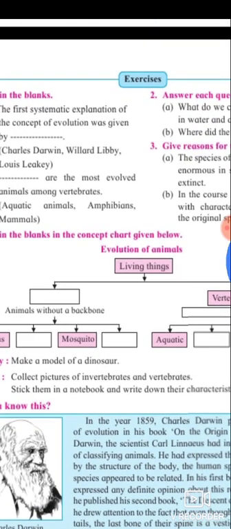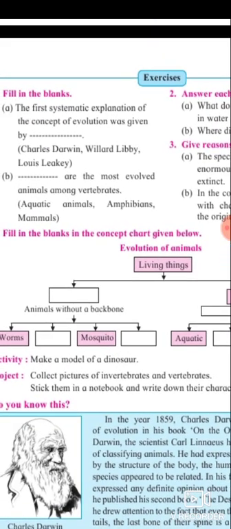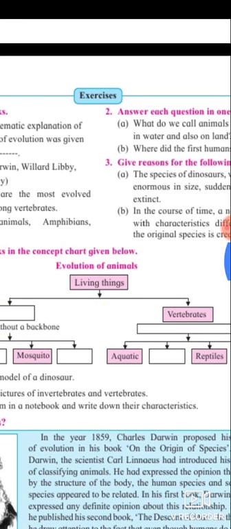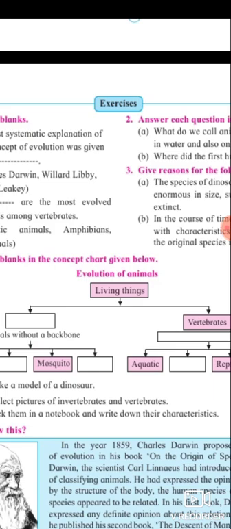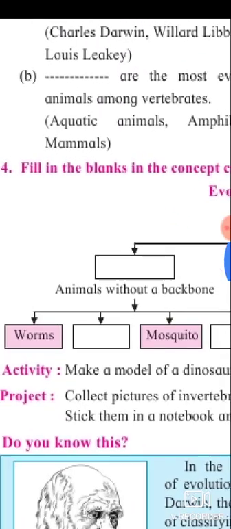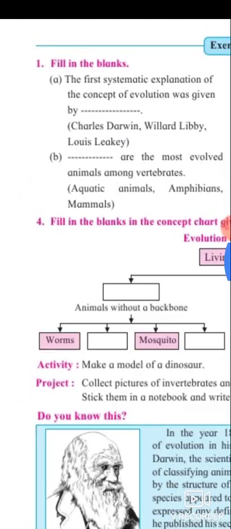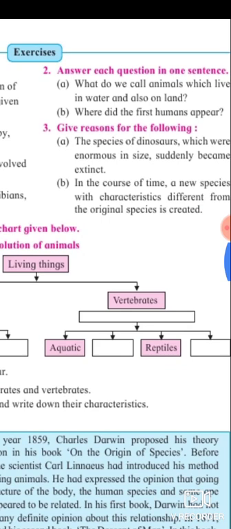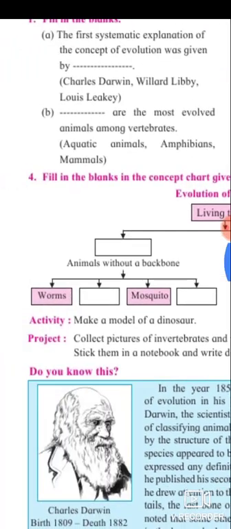Evolution of animals, living things. Animals without a backbone are called invertebrates. Vertebrates, animals with a backbone. Okay, worms, mosquito, and then some examples may be given, snail. Likewise, aquatic animals, reptiles, cow, mammals. Likewise, these are the examples for the vertebrates.